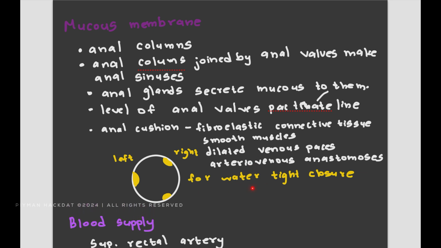The function of the anal cushion is for watertight closure. And here you can see 3 cushions in a human. They are in the right lateral part, the right posterior part, and the left lateral part.